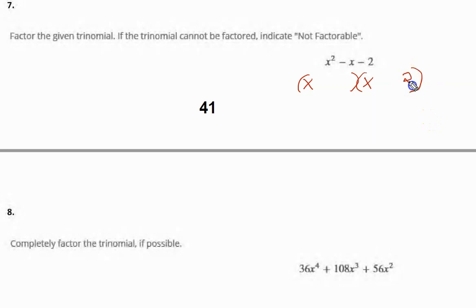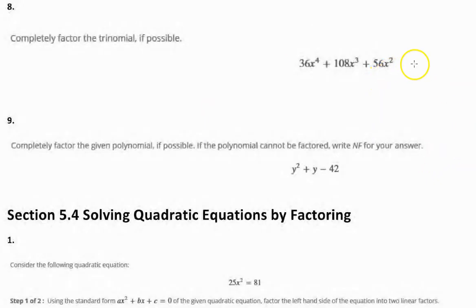All right, this is going to be a 2, and this is going to be a 1. And our middle term is a negative 1, so the outers will be a negative 2, and the inners a positive. And when I FOIL it, it checks. All right, let's go on to our last ones. Well, 2 more.